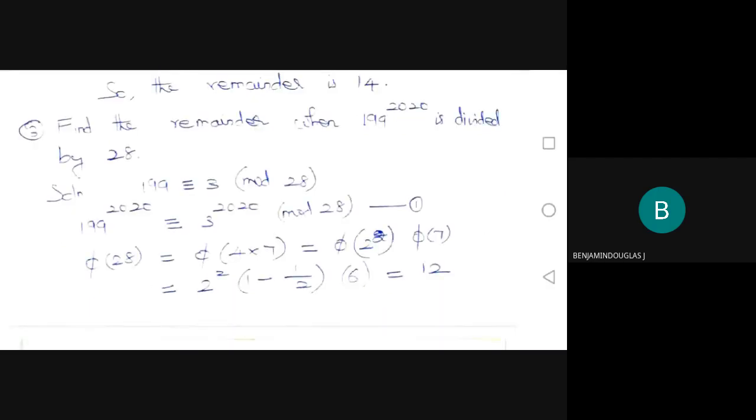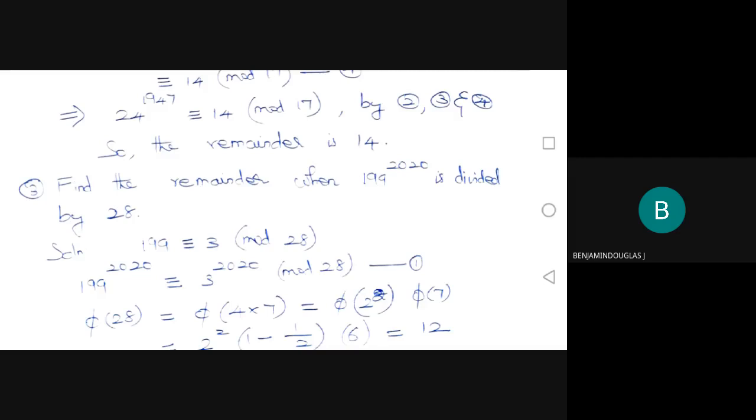So find the remainder when 199 to the power 2020 is divided by 28. Look at the base 199, which is more than the mod value 28. So 199 divided by 28 gives the remainder 3. Therefore 199 is congruent to 3 under mod 28. So the given dividend 199 to the power 2020 is congruent to 3 power 2020 under mod 28, which will be considered equation 1.